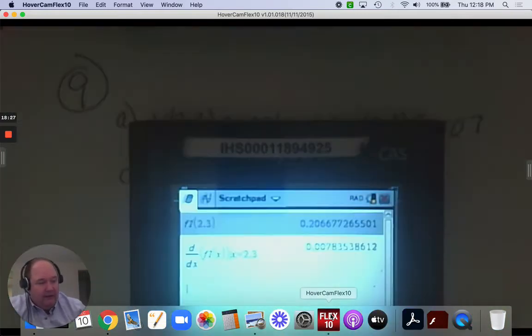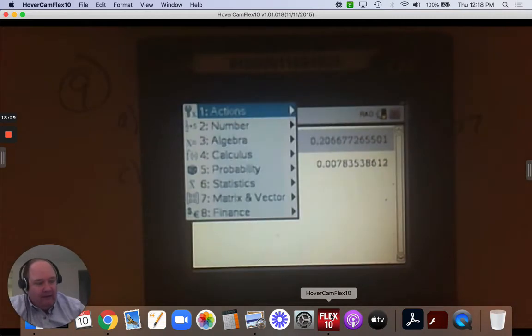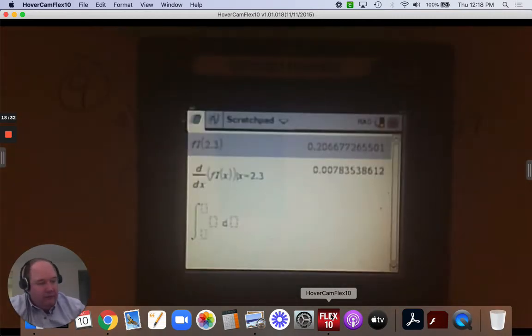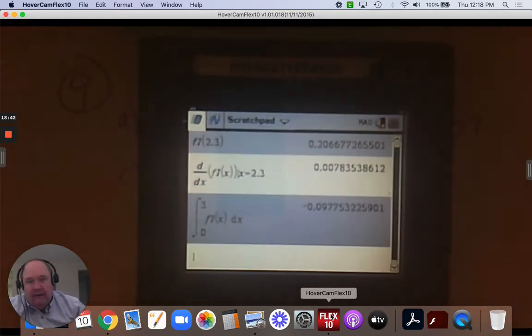So on my calculator, I'm going to go menu, calculus, integrate from 0 to 3, and then I just type in f1 at x. So f1 at x, and then move the cursor, dx, and then control enter, and that gives you the displacement. So negative 0.097.